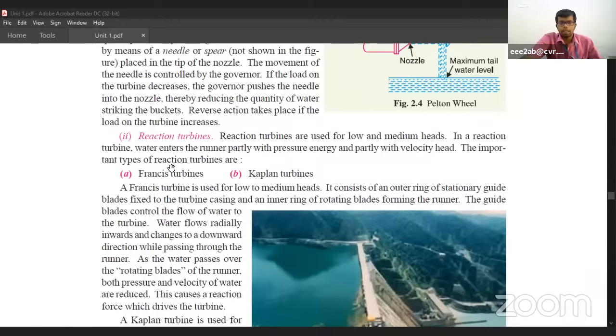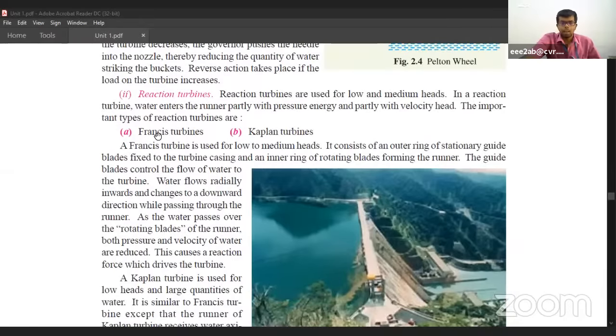The important types of reaction turbine are Francis turbine and Kaplan turbine. A Francis turbine is used for low to medium head. It consists of an outer ring of stationary guide blades fixed to the turbine casing, and an inner ring of rotating blades forming the runner. The guide blades control the flow of water to the turbine.